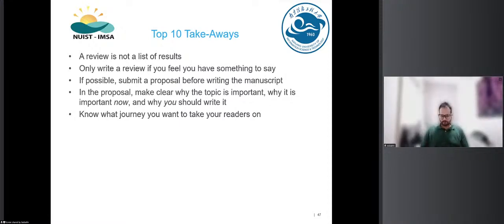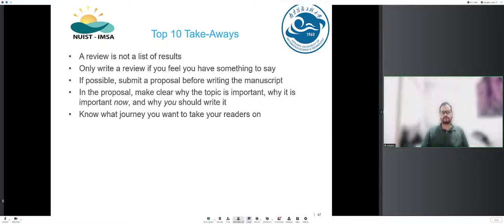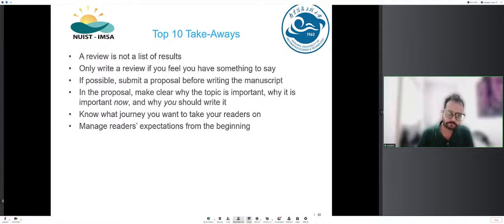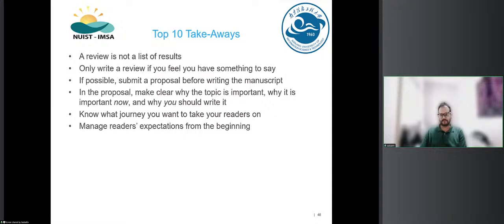Again, you should think as a reader. If you are writing something for someone to read, you should think as a reader: if I am the reader, how am I going to perceive that particular paper? So you should know what journey you are taking your readers on. Manage the reader's expectation from the beginning.